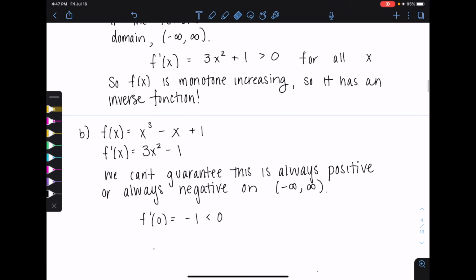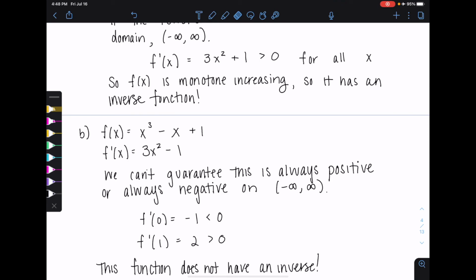Because if I plug in 0 into the derivative, you get negative 1. If I plug in positive 1, you get 2. So ultimately, this does switch from increasing to decreasing, so this function does not have an inverse.